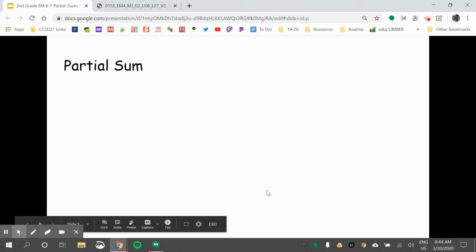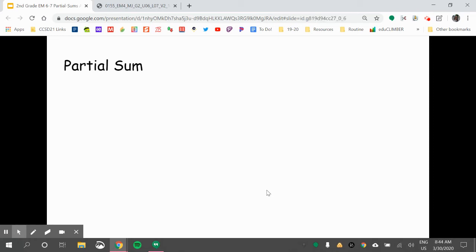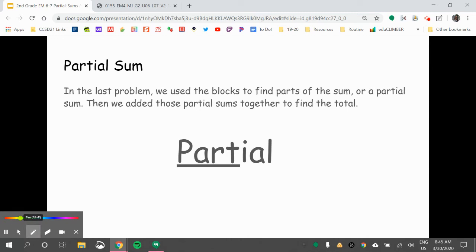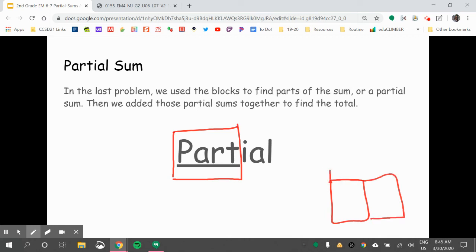So let's review this partial sums addition strategy. In the last problem, we used blocks to find parts of the sum, or a partial sum. Then we added those partial sums together to find the total. Now the word partial, that's kind of a tricky word. It might be new for you, but I want to point out that the word part is in the word partial. And so when you think about that, you are finding the 2 parts that will make up the total. And then when you think about that, we're just using our part total strategy.